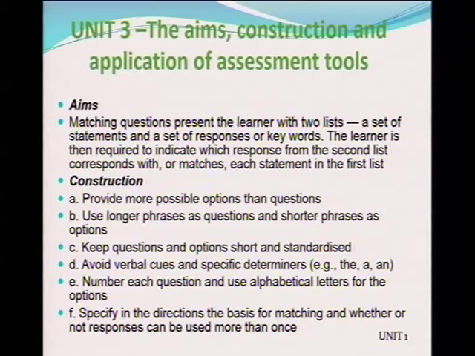We are going to look at the aims of matching questions. Matching questions present the learner with two lists: a set of statements and a set of responses or keywords. The learner is required to indicate which response from the second list corresponds or matches with each statement of a list. But how do you construct this type of matching question? Provide more possible options than questions. Use longer phrases as questions and shorter phrases as options.